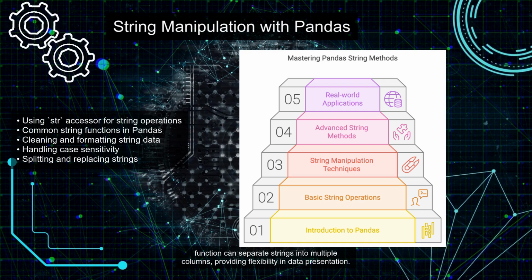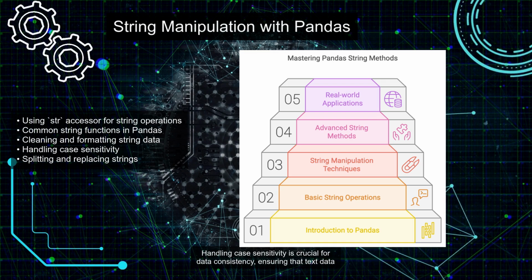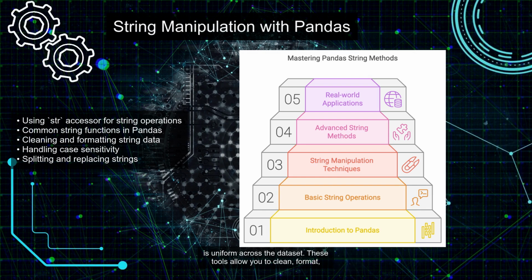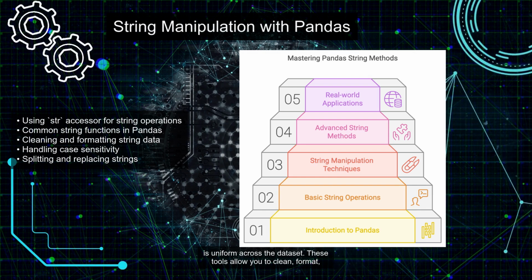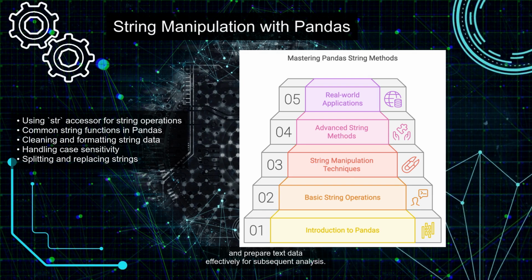The str.split function can separate strings into multiple columns, providing flexibility in data presentation. Handling case sensitivity is crucial for data consistency, ensuring that text data is uniform across the dataset. These tools allow you to clean, format, and prepare text data effectively for subsequent analysis.